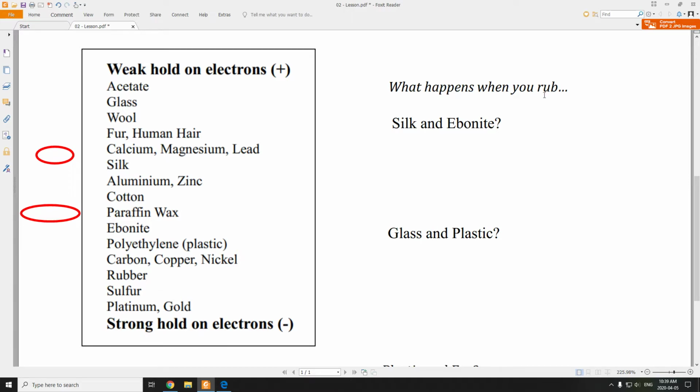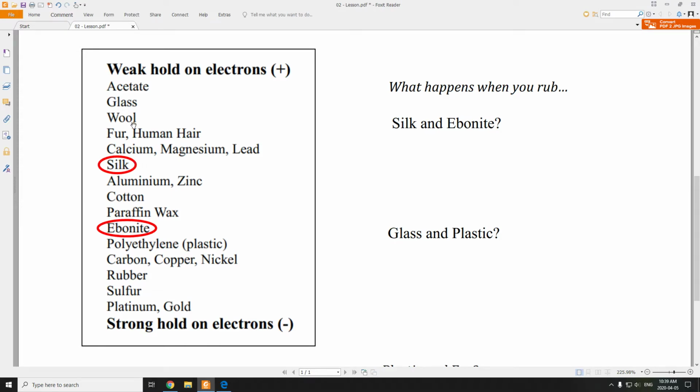First example says, let's say you had silk and an ebonite rod, and you rubbed those two things together. This is a really common demo or experiment we do. So silk and ebonite. First thing we do is we just go and look those two things up on our list. So here I have silk is right here on my list, and ebonite is right there on my list. And I like to kind of circle them just to keep track of them as I go here.